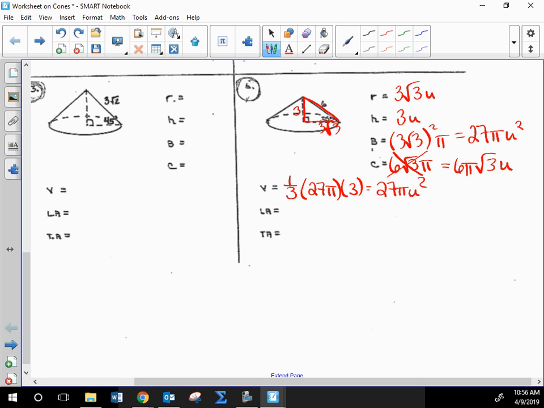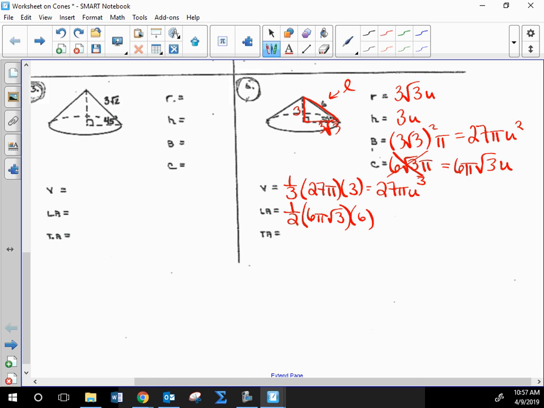What is the formula for lateral area? 1/2 circumference times slant height. Very good, Zach. 1/2 circumference, so 6 pi, times our slant height. What was our slant height? Slant height is 6. That's what they gave us.